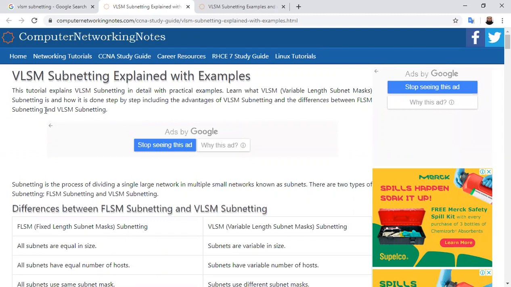Today I am going to discuss VLSM subnetting, explained with examples. VLSM means variable length subnet mask.